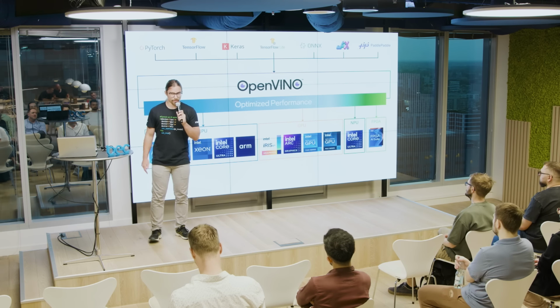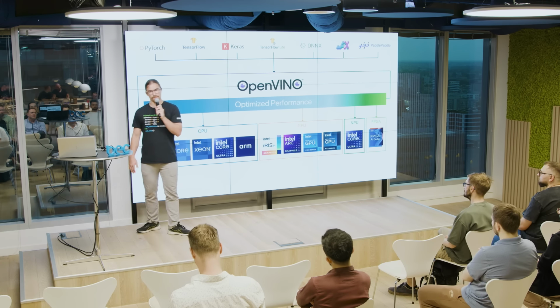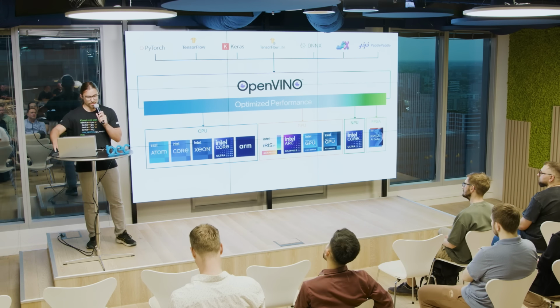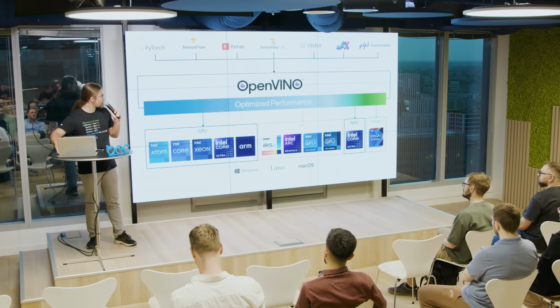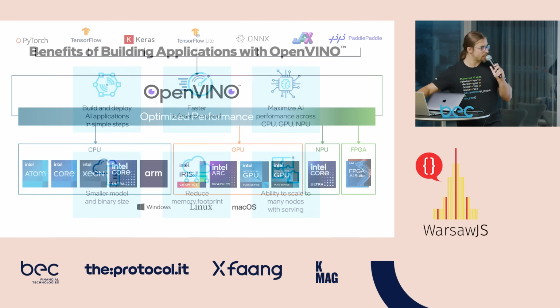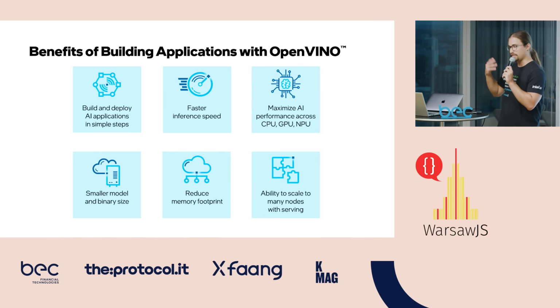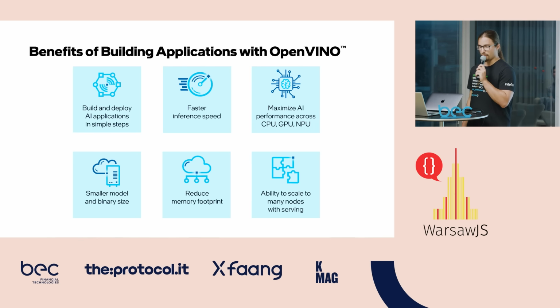But OpenVINO can work not only on Intel hardware. We support also ARM architectures, and the demo I will show you today was even tested on NVIDIA cards. And it works on Windows, Linux, and macOS, so basically most of the computers in the world. The benefits are that you can build and deploy AI applications in simple steps, really simply, in just a few lines of code. And it's optimized, it's faster than the original framework like PyTorch. And you maximize performance across different architectures.